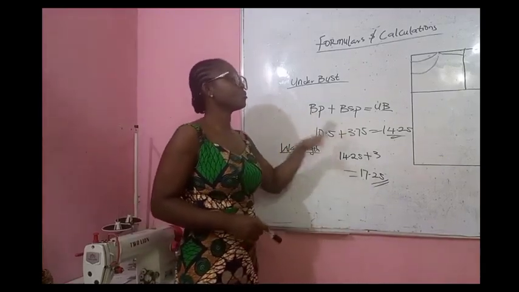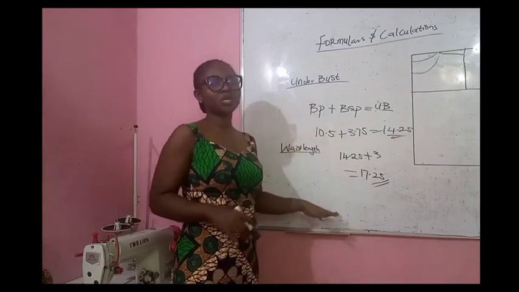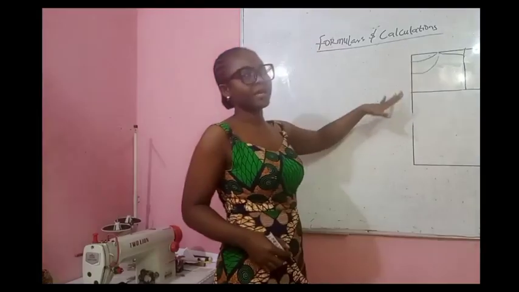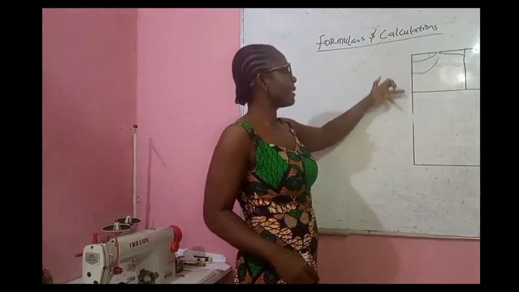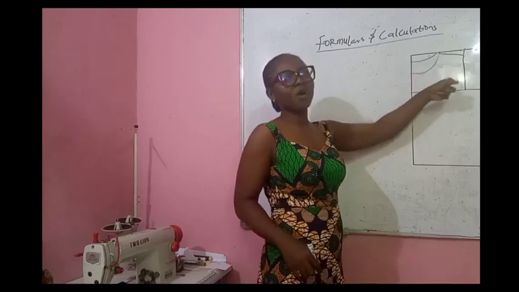So you're going to be using your actual measurement, and whatever it gives you, this is what you're going to be getting as your waist length. So impute the measurements that we've gotten. We're going to be measuring from our shoulder line, not from the slanted line. This slant is only for our armhole.